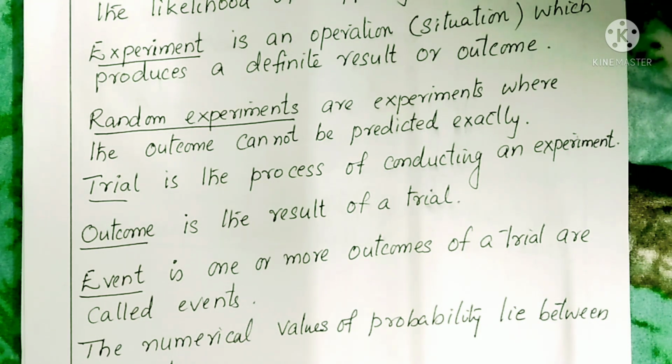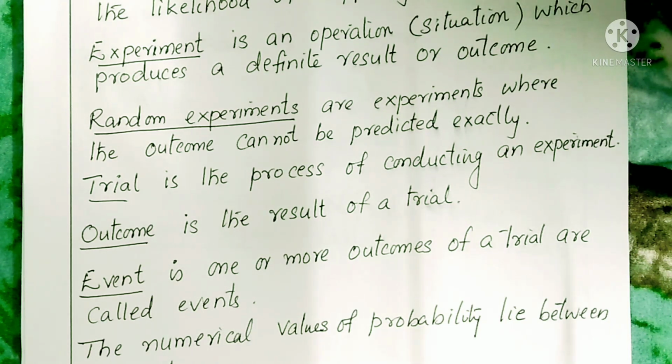Now, sometimes those outcomes, which are getting tail or head, they are called events. Okay. One or more outcomes of a trial are called events. Okay. For example, when we toss a coin, getting a tail is one event and getting a head is another event.